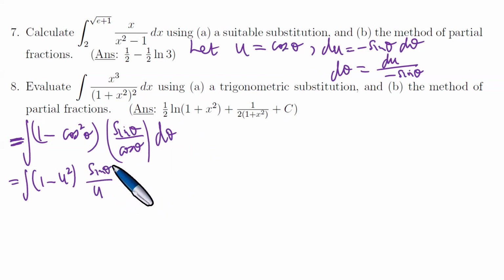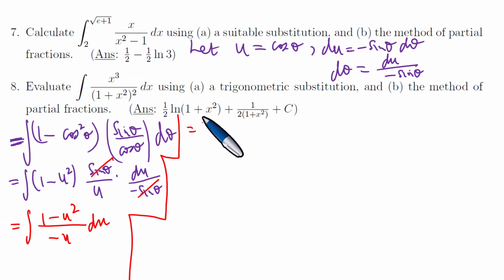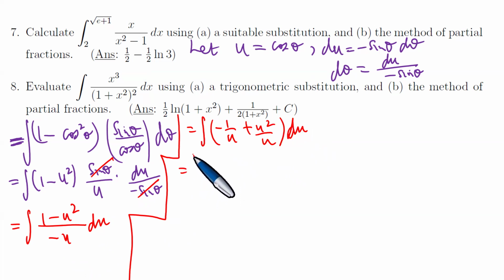But simultaneously, it is very popular to replace the d theta by du divided by minus sine theta, allowing a cancellation like this. All right, so at this point, you have the minus 1 over u. In other words, 1 minus u squared divided by minus u du. Minus 1 on u, u squared on u du, giving us minus 1 on u, and this is going to be u du.